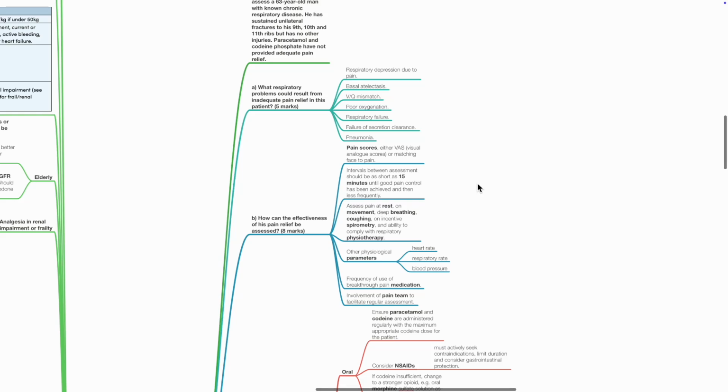Other physiological parameters should be assessed. This includes heart rate, respiratory rate, and blood pressure. Assess frequency of use of breakthrough pain medication, and involve pain team to facilitate regular assessment.